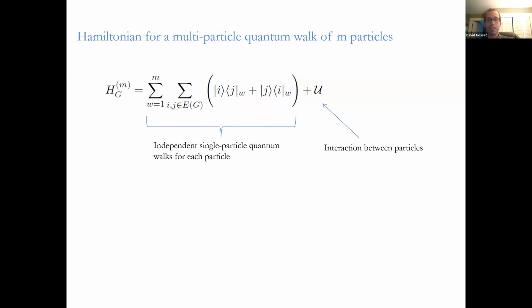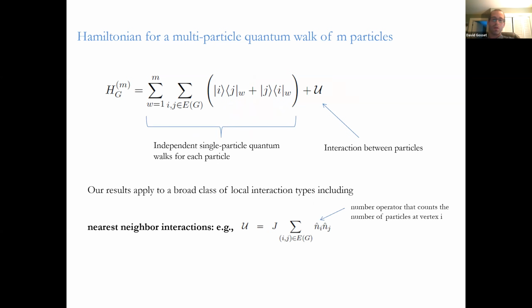The Hamiltonians we will consider: you can think of the first term here as being an independent single-particle quantum walk for each particle, but that's not going to be enough to perform universal quantum computation, perhaps unsurprisingly, because if you have non-interacting particles, you can just simulate their evolution by considering them separately. And so we're going to have to add an interaction between the particles. And, for the purposes of this talk, you can just think about that as being nearest neighbor interactions.